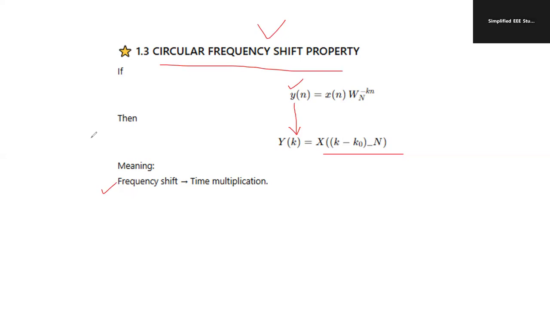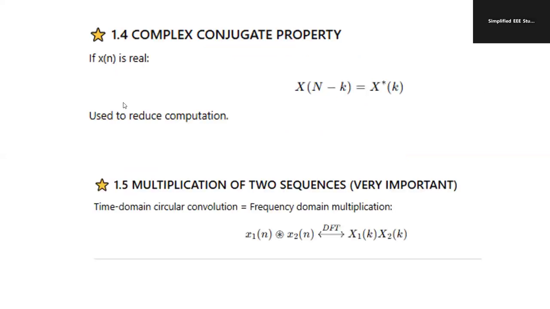You may get a question like explain the DFT property, complex conjugate property. Suppose x of n is real, then X of N minus k is equal to X conjugate of k. This is used to reduce the computation. That is a plus point. Then multiplication of two sequences. So that is most important.